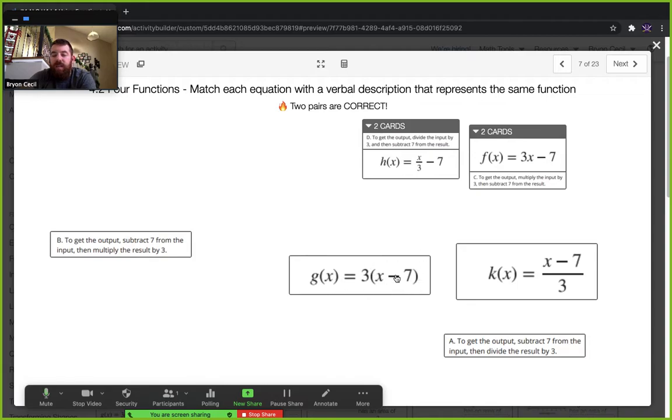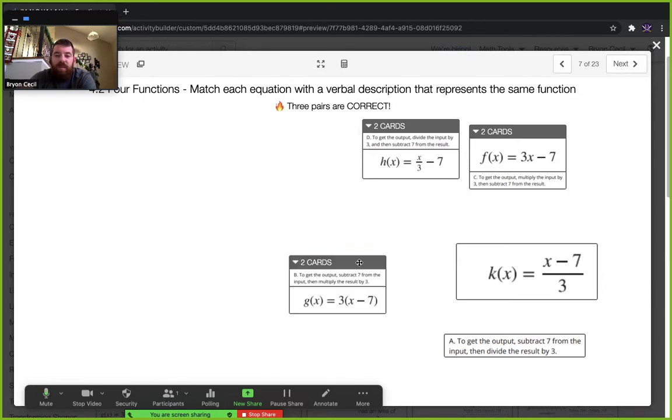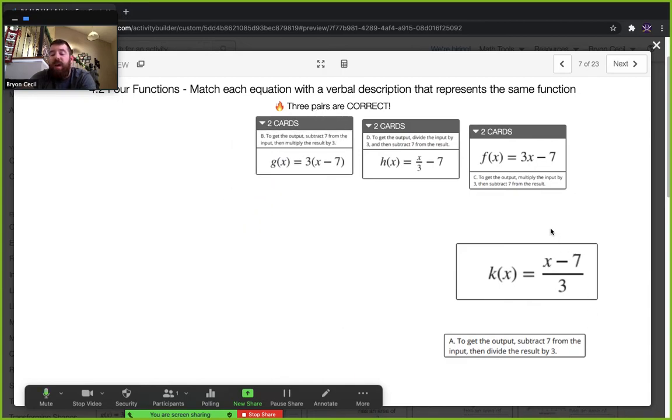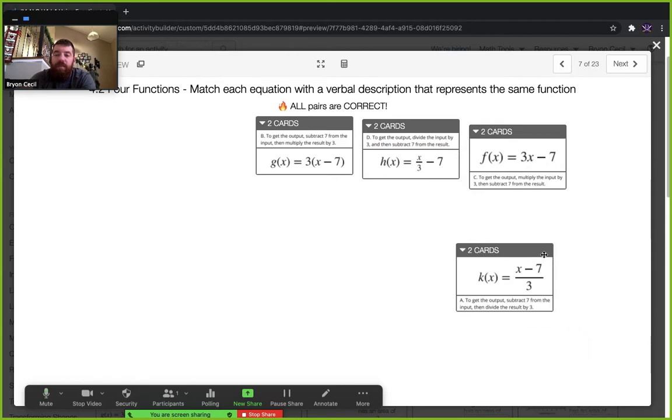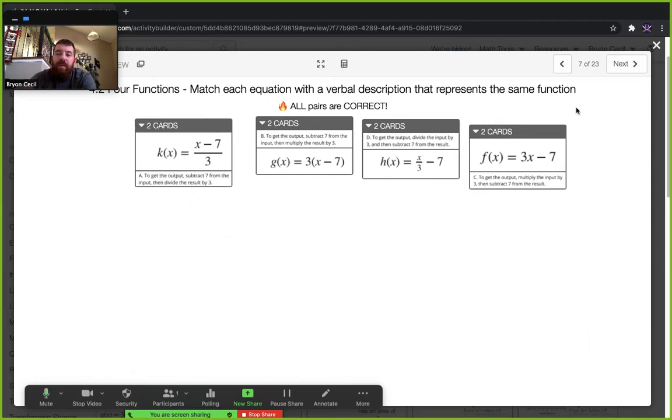Let's look at this. Remember we solve parentheses first, PEMDAS. So I'm going to subtract 7, then multiply by 3. They both say subtract 7, but this one says then multiply the result by 3. And here we divide the input by 7 and subtract, or subtract 7 from the input, then divide by 3. All our pairs are correct.